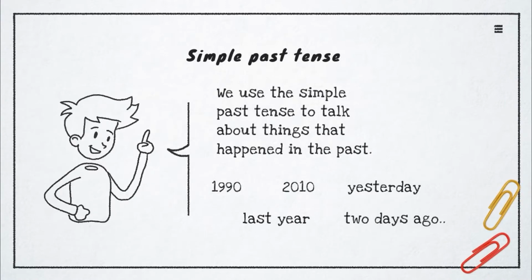So when do we use simple past tense? Well, basically, we use simple past tense to talk about things that happened in the past. For example, things that happened in the year of 1990 or in the year of 2010 or something that happened yesterday, last year, or 2 days ago.